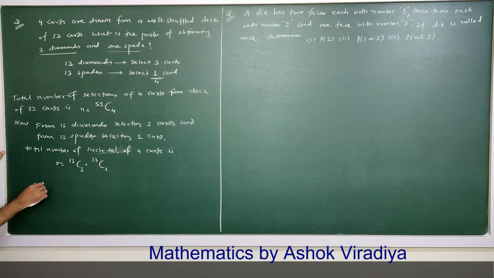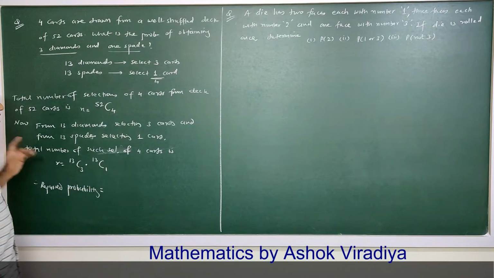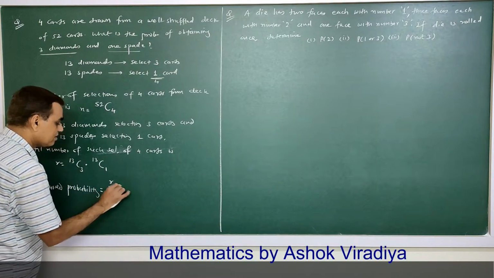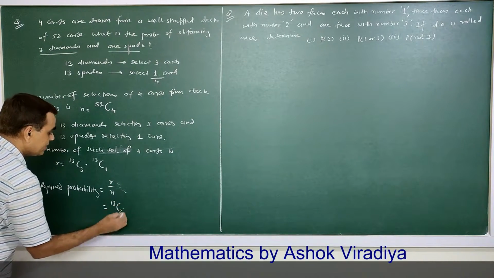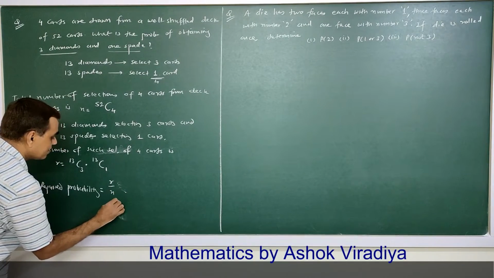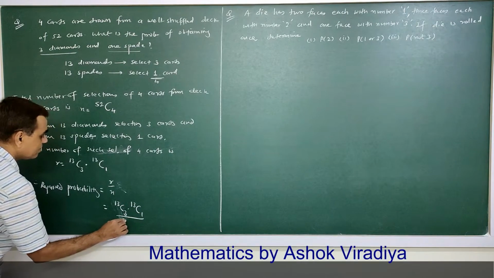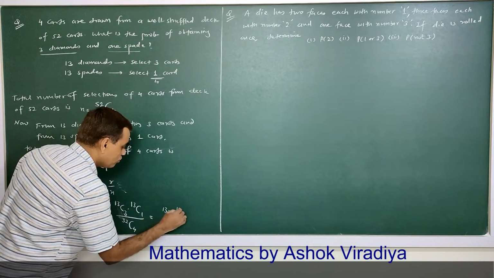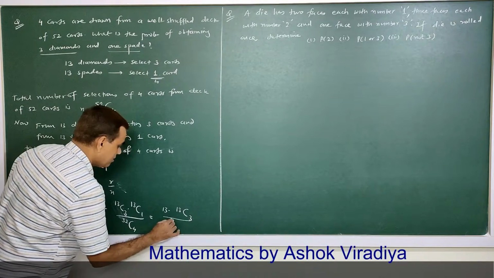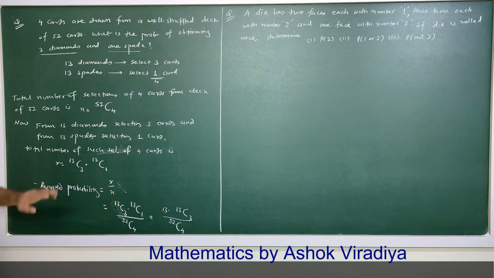So the required probability is R upon n. So the required probability is 13C3 into 13C1 upon 52C4. So that is 13 into 13C3 upon 52C4. So that is the required probability.